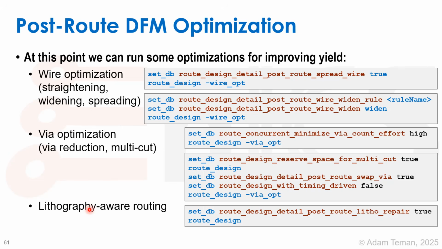And there's also lithography-aware routing, so that's to improve our lithography, and that we're going to run already with our route design. Of course, when I write here route design, I mean it's before the route-opt-design. I'm just showing, the route design is basically the detailed route part of the command. So set db route_design_detail_post_route_litho_repair true, and then route_design. So these are three things that are going to help us with our design for manufacturing to improve yield.